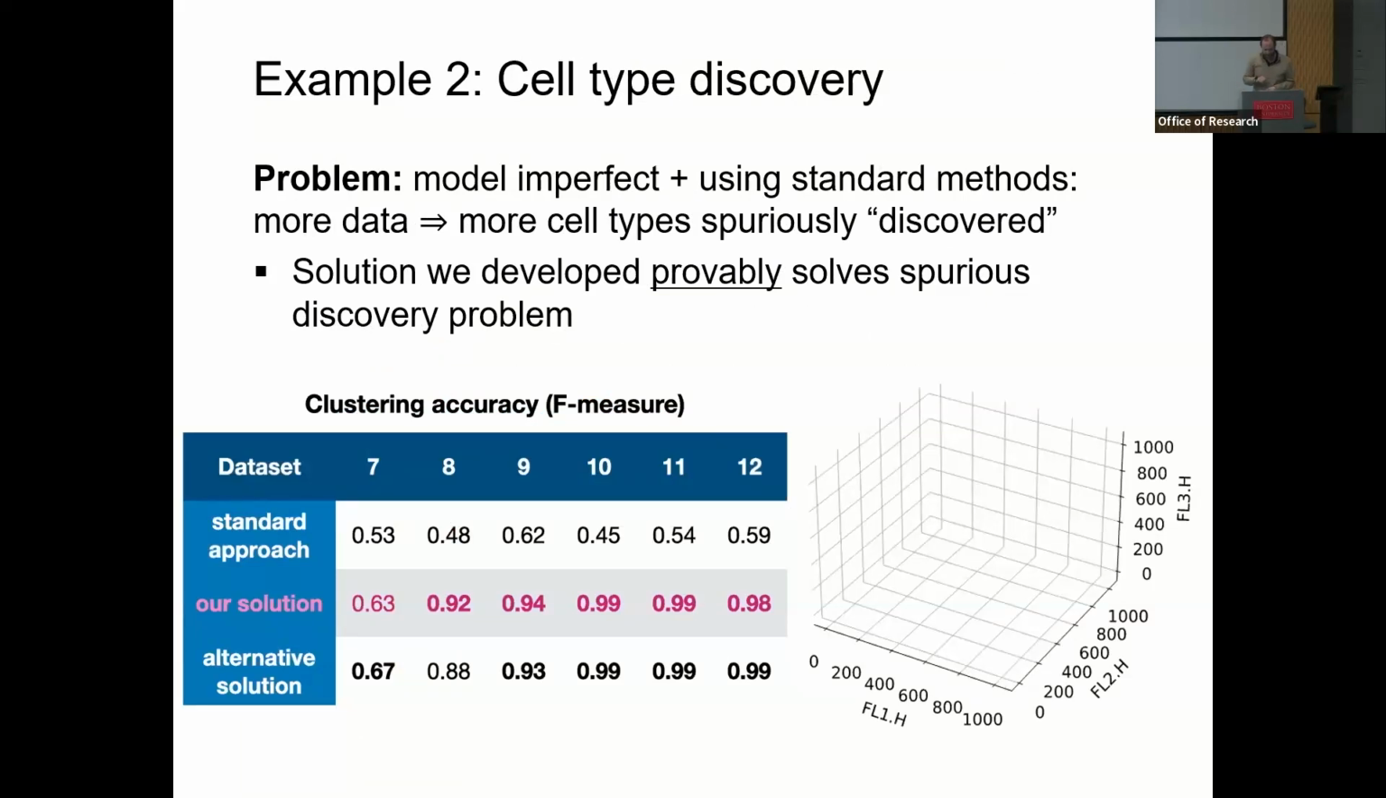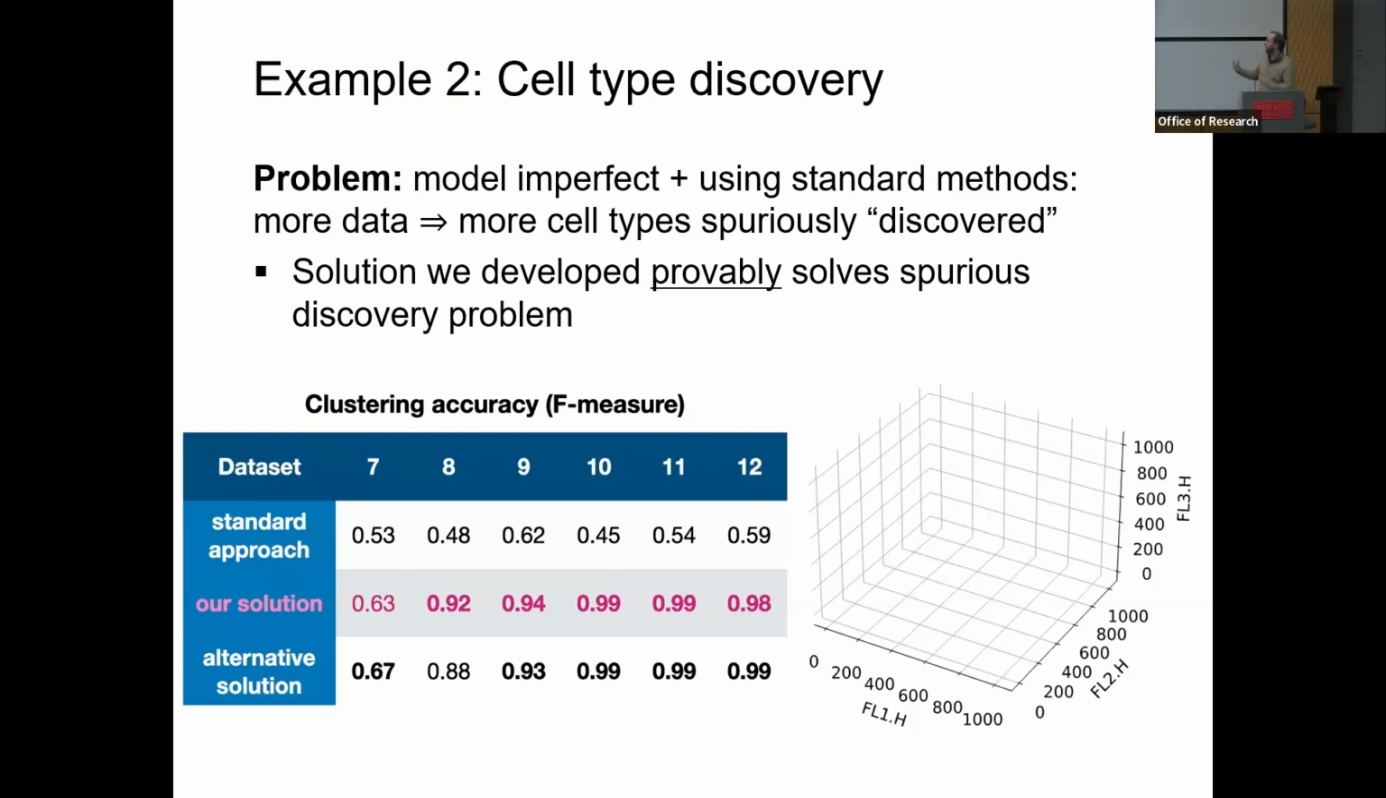Here's a second example. Unfortunately, again, my dots are not showing up here, but here's this problem where we're trying to learn different cell types from measurements, in this case, flow cytometry data. Unfortunately, these models aren't perfect for clustering these different cell types. And so as you get more data, you start discovering, I should put in scare quotes, these spurious clusters of data that don't actually represent different meaningful cell types.